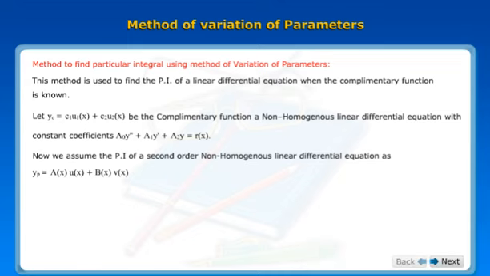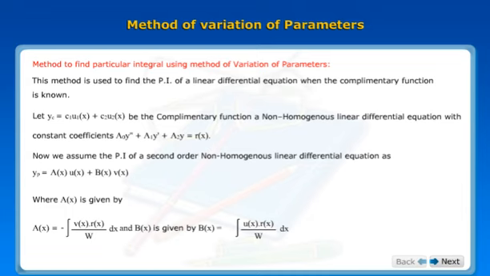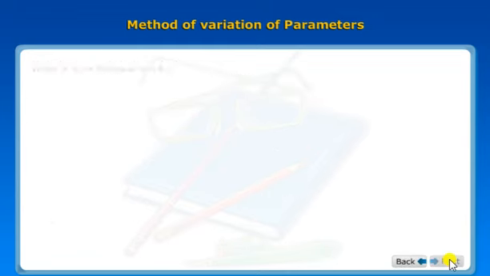to a of x into u of x plus b of x into v of x, where a of x is given by a of x is equal to minus integral v of x into r of x by w dx, and b of x is given by integral u of x into r of x by w into dx, where w is the Wronskian of u and v. W is equal to determinant of u v, u dash, v dash.